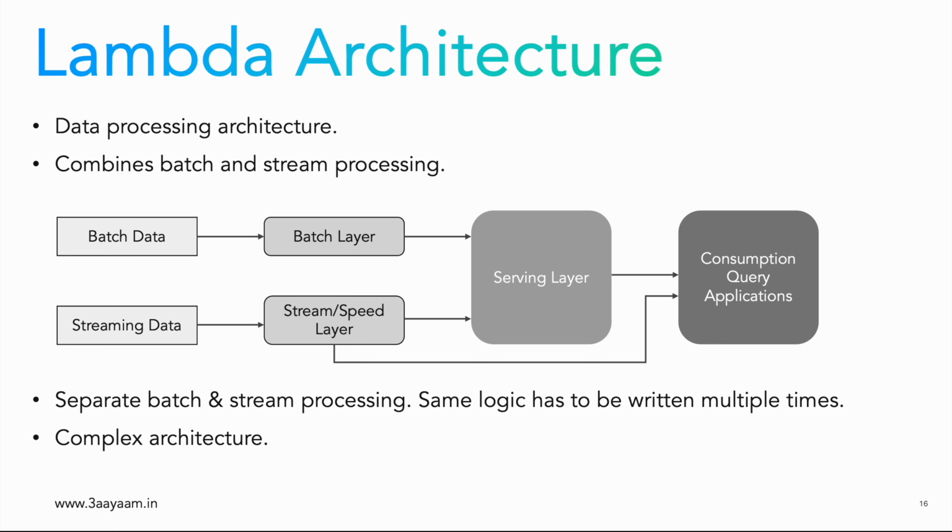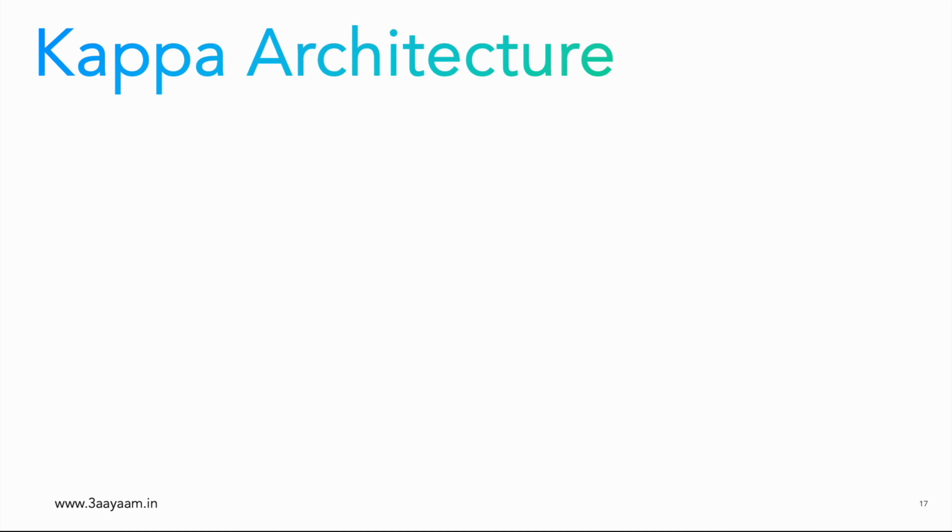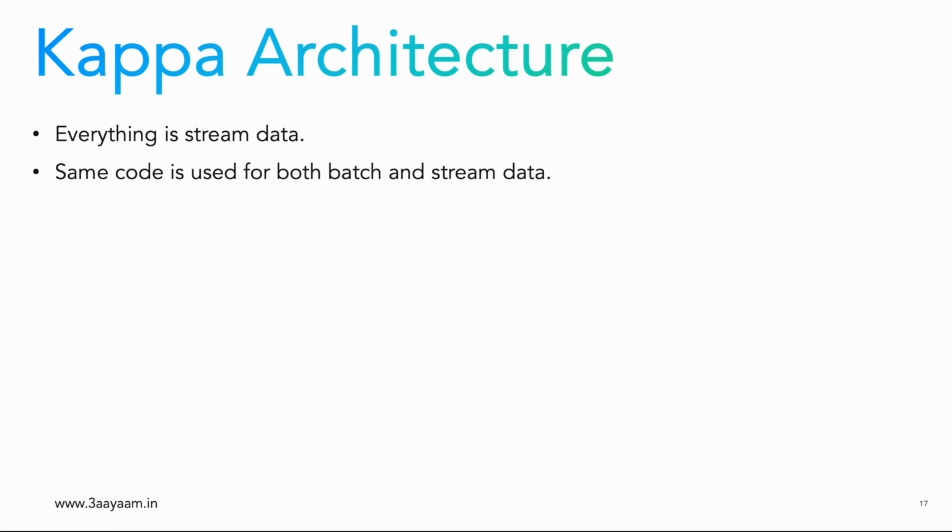Now, as I said, whatever I'm showing is not the final architecture. Of course, you can have separate implementations of the Lambda architecture, but the essence of the Lambda architecture is that you have to keep the batch processing separate from the stream processing. Now, because of all these complexities and all this overhead, there came Kappa architecture, which simplifies the Lambda architecture further. And it is a very famous architecture.